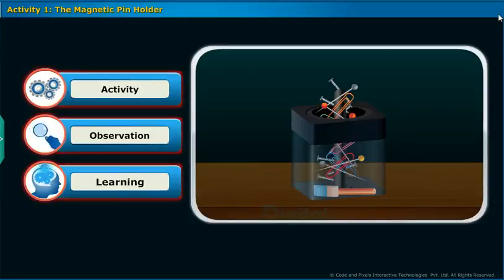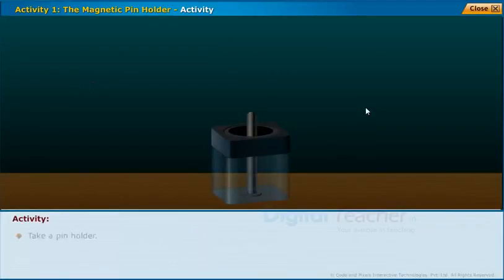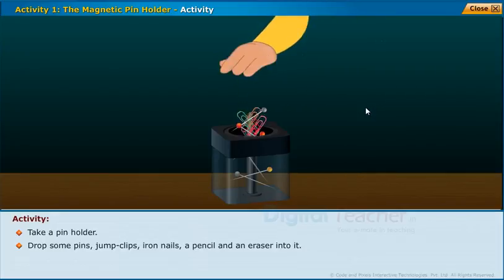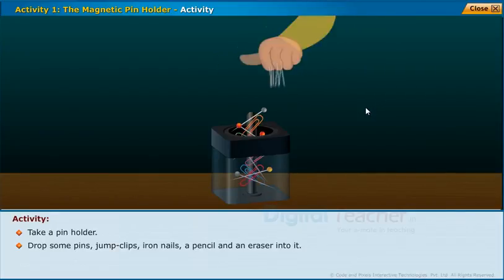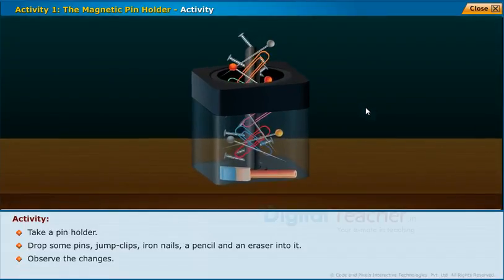Let us do an activity to find the objects that get stuck to the cap of the pin holder. Click each tab to know more. Take a pin holder. Drop some pins, jump clips, iron nails, a pencil, and an eraser into it. Observe the changes.